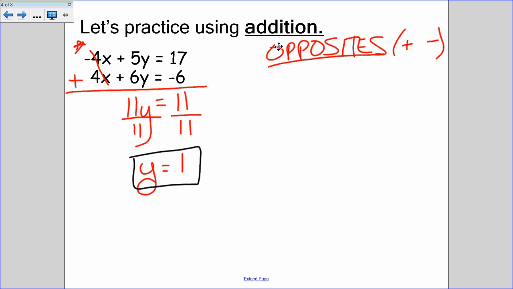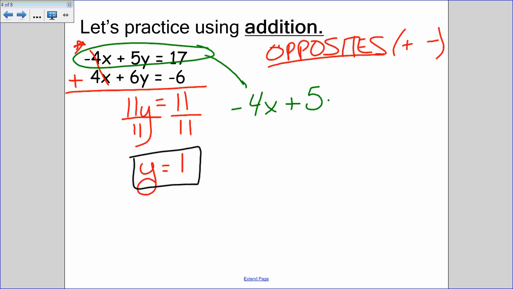Let's plug it back in to solve for our x. Okay, this time we'll plug it into our first equation. We'll try something different. So I'm going to have our first equation here. Negative 4x plus 5 times, what's our y? 1 equals 17. Okay, negative 4x plus 5 equals 17.